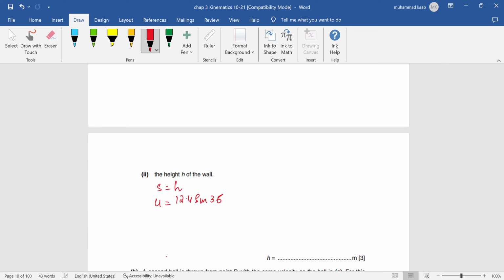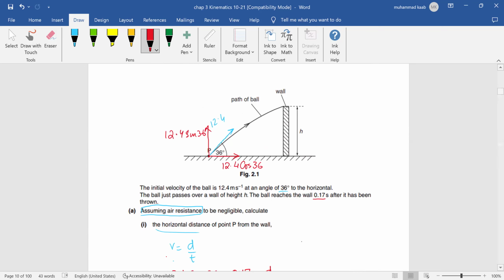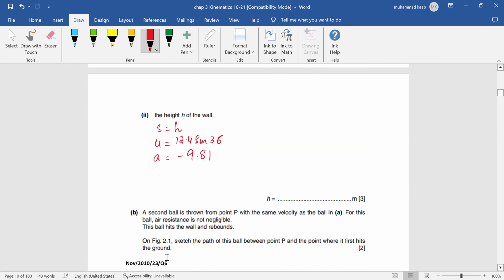Fine. Since it is moving up, what would be our acceleration? Positive 9.81. No, negative, it's going up, bro, against gravity. It's moving against gravity, right? And the time taken for the ball to reach the wall is 0.17, right? So this time can be used for the horizontal motion and for the vertical motion, right? The time given is 0.17. Fine. Which equation of motion will you use?